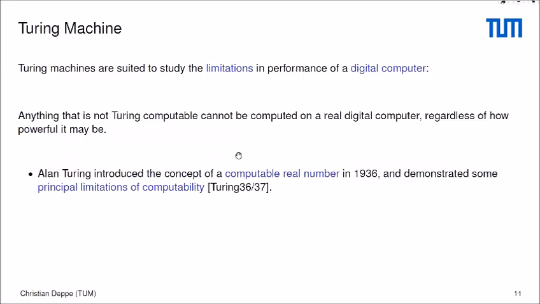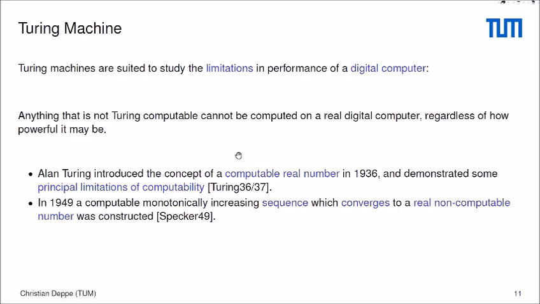Turing machines are suitable to study the limitations in performance of digital computers, because anything that is not Turing computable cannot be computed on a real digital computer, regardless of how powerful it may be. Alan Turing introduced this concept of a computable real number in 1936 and demonstrated some principal limitations of computability. In 1949, a computable monotonically increasing sequence which converges to a non-computable real number was constructed by Specker.